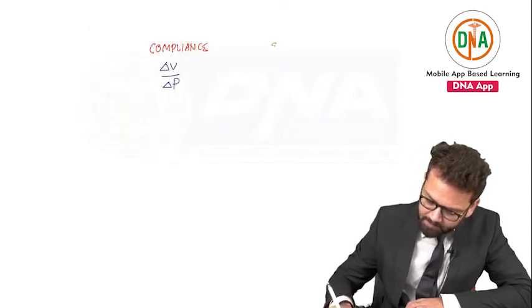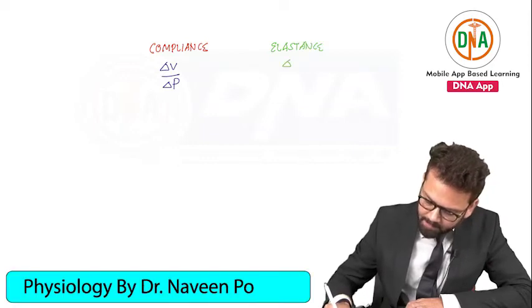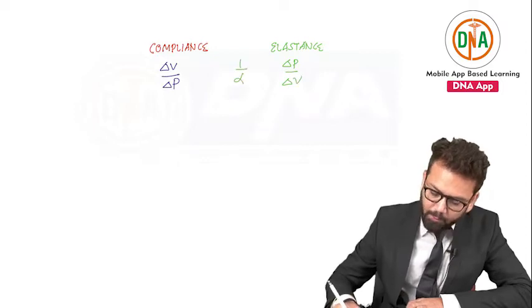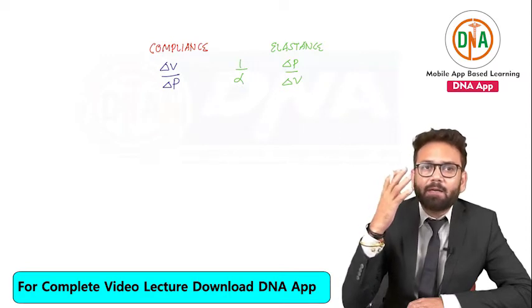What is elastance? Elastance is the opposite of compliance. It is delta P by delta V. So it is inversely proportional. Compliance is ease of expandability.